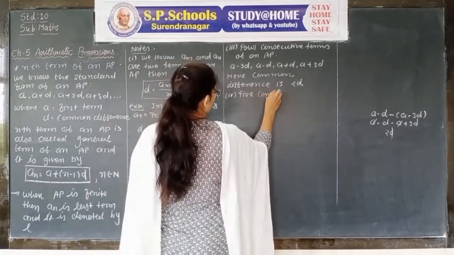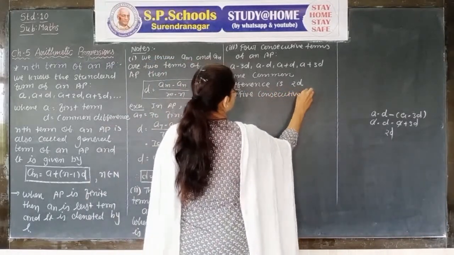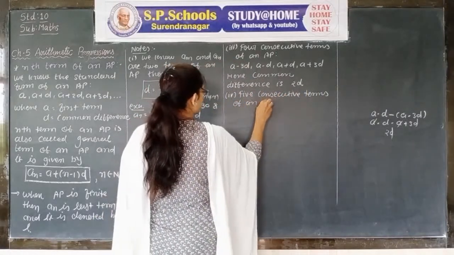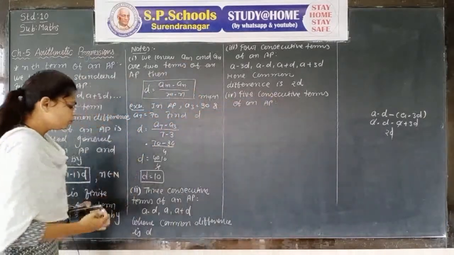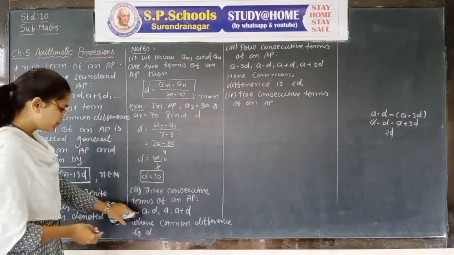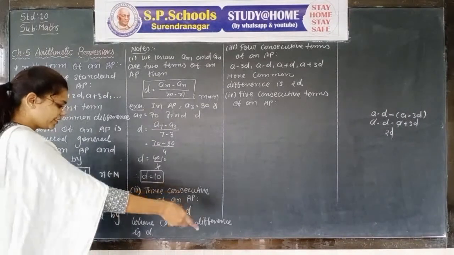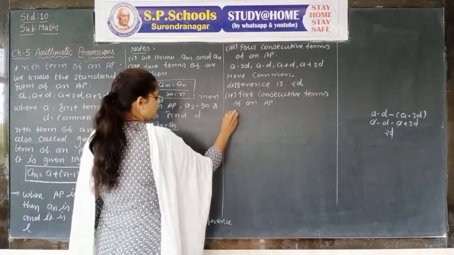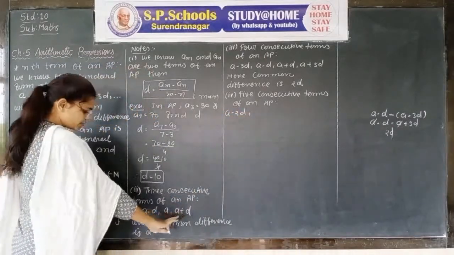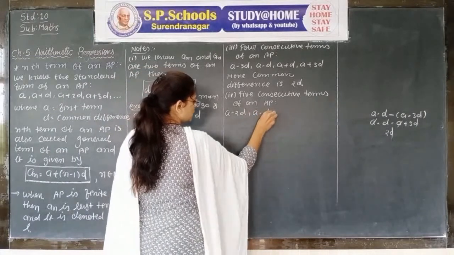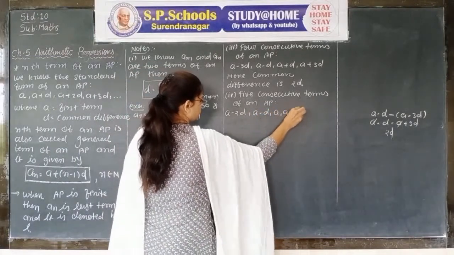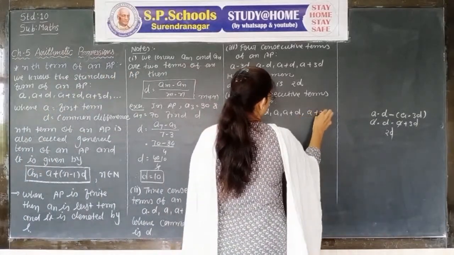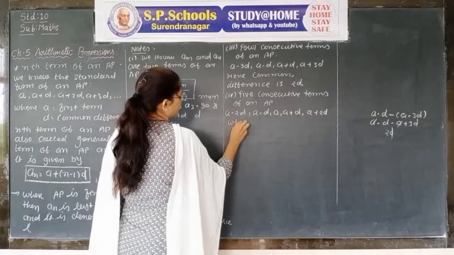5 consecutive terms of an AP. There is no need to remember anything, but add one term on the left side and one term on the right side to the 3 consecutive terms of an AP like this: a minus 2d, the 3 terms remaining as they are, a minus d, a, a plus d, and the next is a plus 2d.